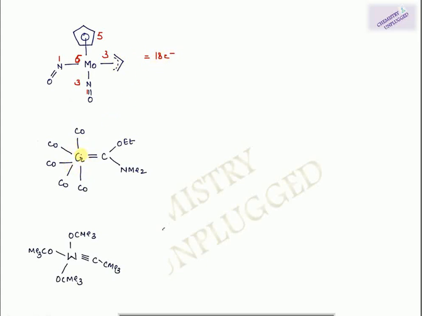Then this chromium complex. Chromium has 6 electrons in its outer shell, 2 provided by each CO, so we have 5 CO groups here, so the total will be 10, and this carbene will provide 2, so it also has 18 electrons. Then we will take this tungsten complex. Tungsten also belongs to the chromium family, so it has 6 electrons in its outer shell, and these alkoxides will provide 1 electron each. This carbene will provide 3 electrons, so it has only 12 electrons.